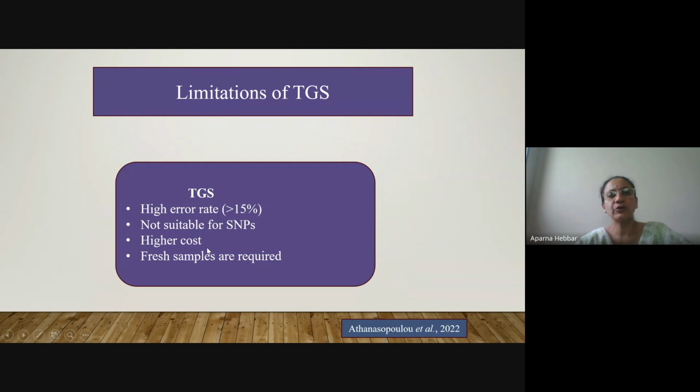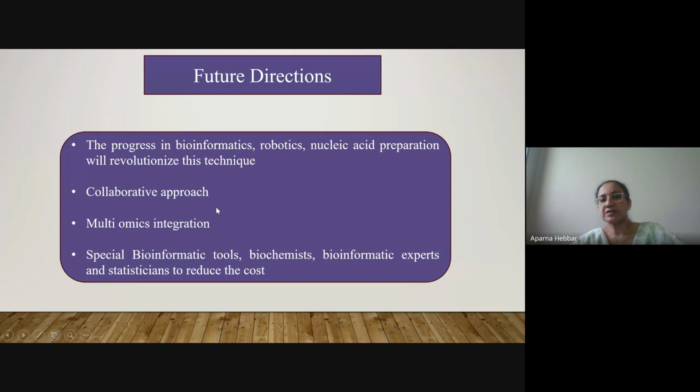And higher cost, of course; higher genomic sequencing is always costly. Fresh samples are required because longer reads are prepared. That's why fresh samples will produce good results, and the quality is compromised if frozen or preserved samples are used. Coming to the future prospects or future directions, I already told that any sequencing method is not that cost effective. So progress in bioinformatics tools, robotics, and nucleic acid preparation, and special bioinformatic tools, have to be developed in future so that the cost can be reduced.